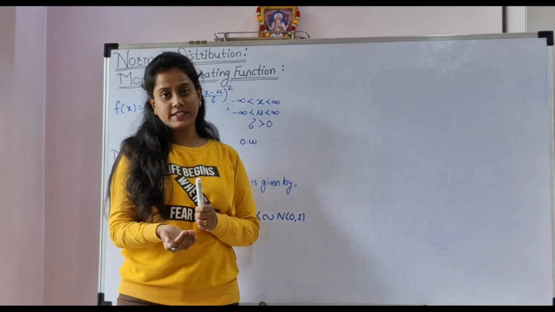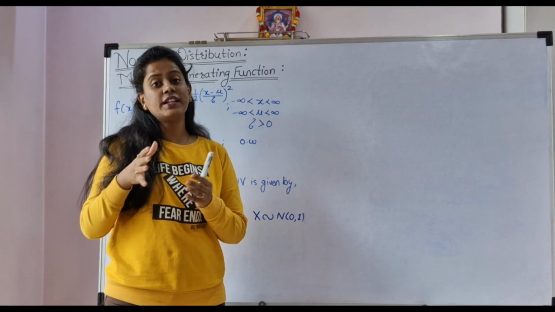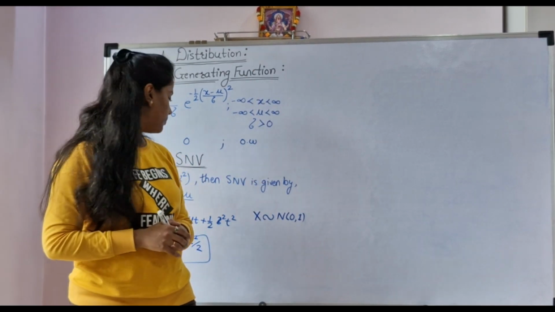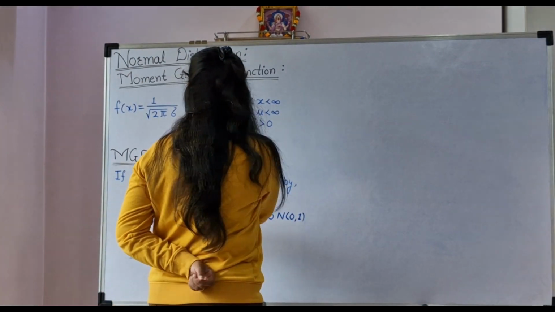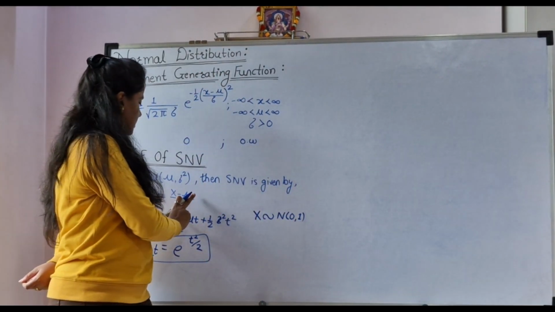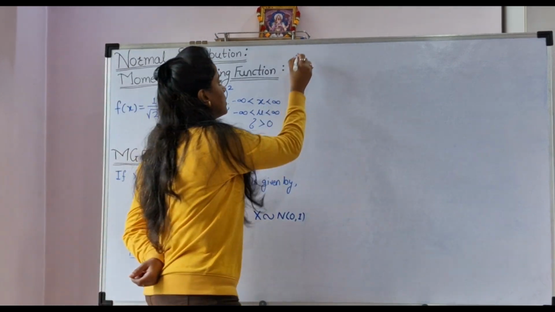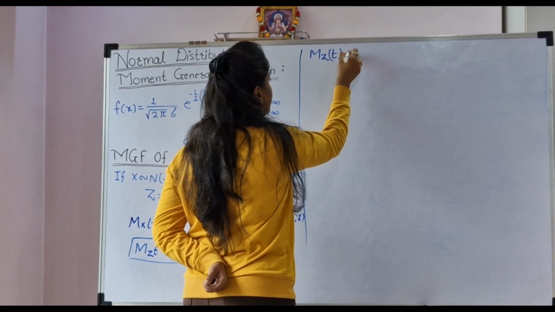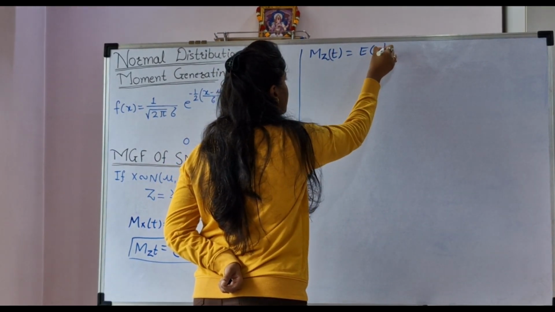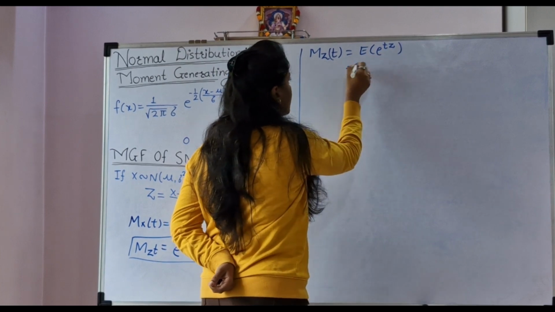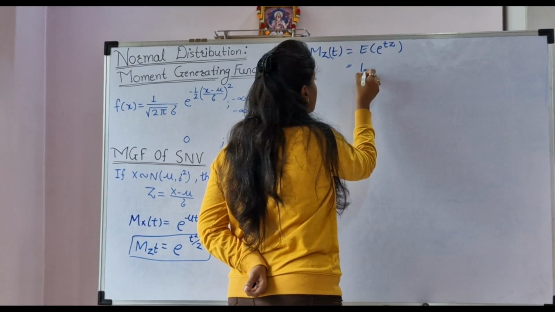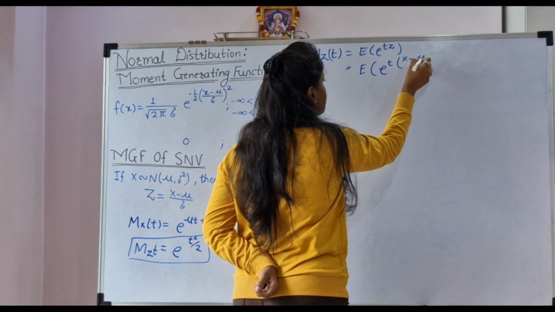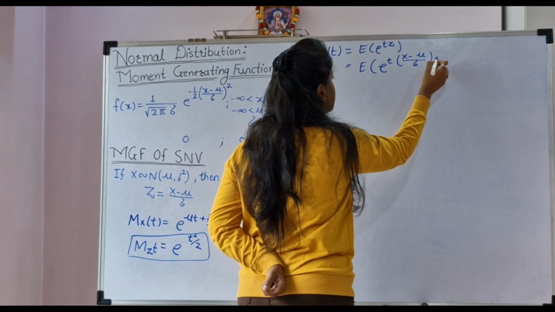But if in the exam they ask you to derive it, then how do you do that? For that, let's see the derivation. Here we know that z is defined as x minus mu by sigma. Let's move ahead. We want to find M_Z(t). By definition, it is the expectation of e to the power tz. Let's put the value of z here. So it is the expectation of e to the power t times x minus mu upon sigma.